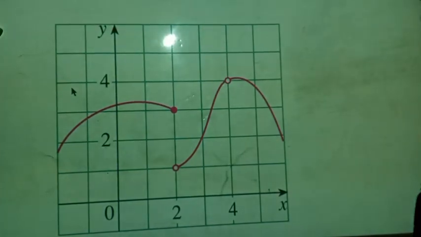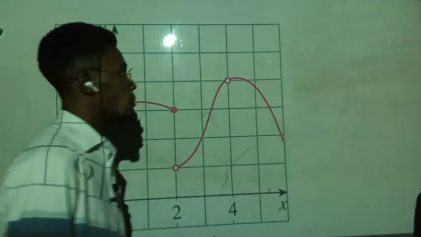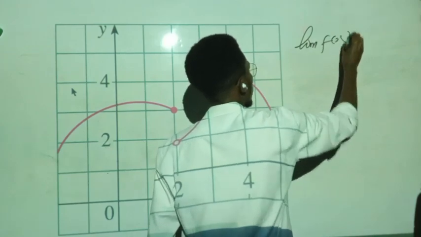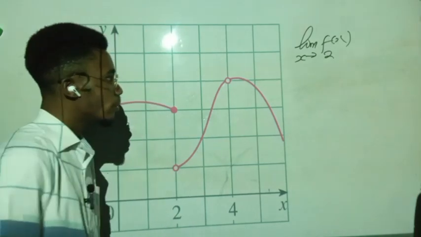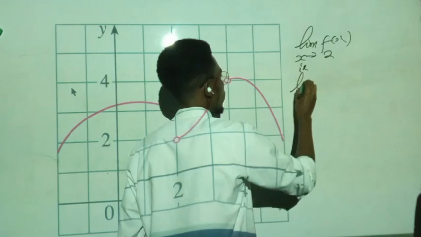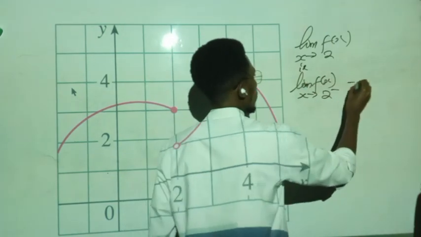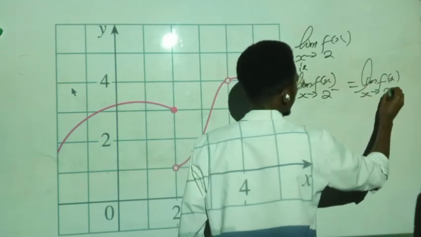Alright, so let us consider the limit of this function f of x as x approaches 2. Now we have seen from our previous class that the limit of a function, say f of x, as x approaches a value, say 2, exists if and only if the left-hand limit is equal to the right-hand limit. So that is, the limit of f of x as x approaches 2 from the left is equal to the limit of f of x as x approaches 2 from the right.